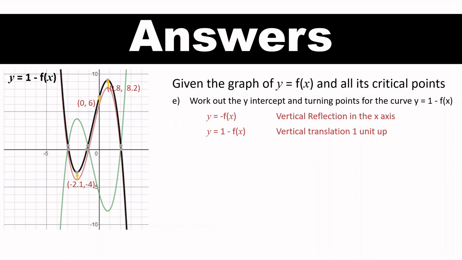So my new minimum point, which was previously at -2.1, -4, is now 1 up from that, so it's -2.1, -3. My previous maximum point, which was at 0.8, 8.2, has moved up 1 unit to 0.8, 9.2. And my previous y-intercept, which was at 0, 6, has moved up 1 unit to 0, 7.